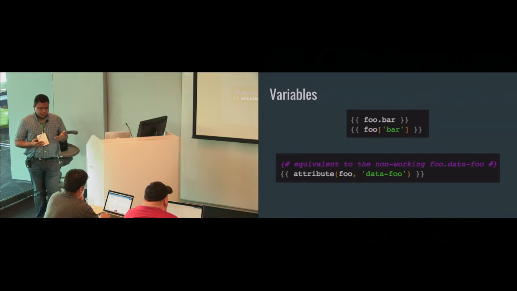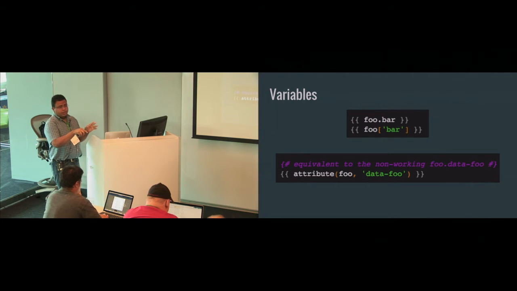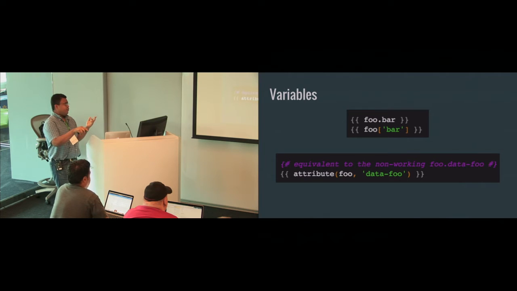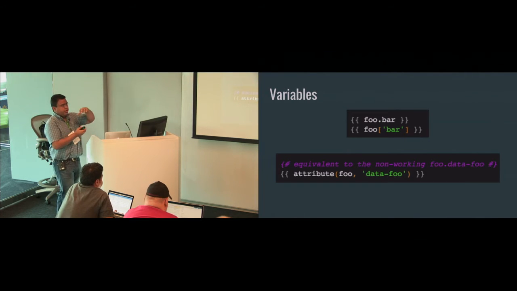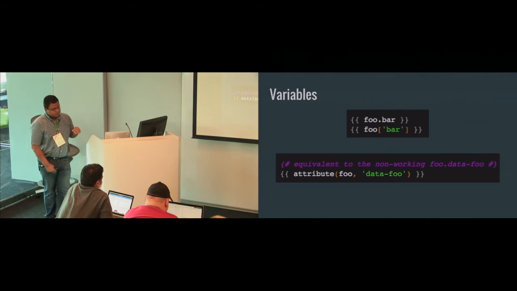Now, some very basic concepts about Twig that will be useful when we go directly to the recipes. Let's say we have a variable called foo. We can access properties inside that variable using dot notation. This is called dot notation. So foo.bar will look for something called bar within something called foo.